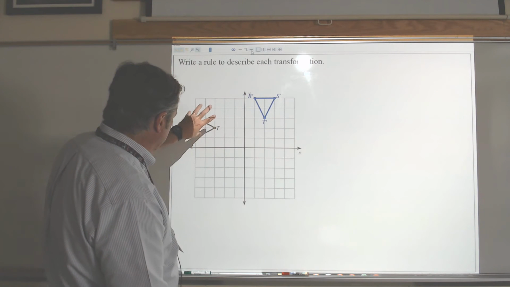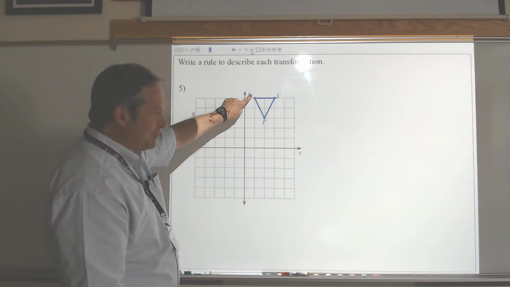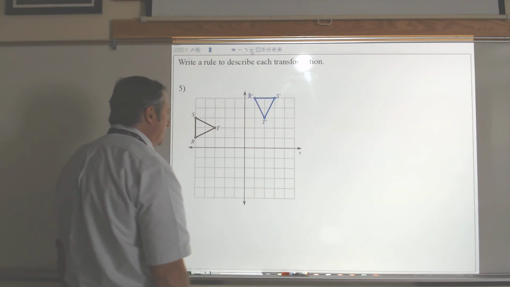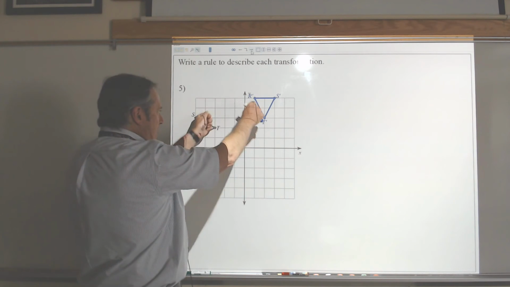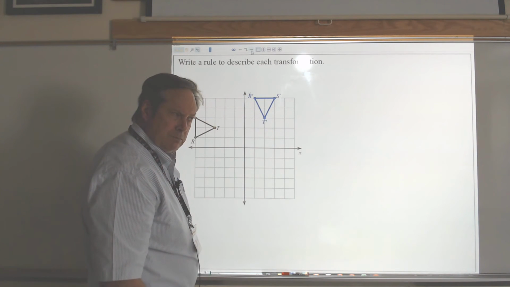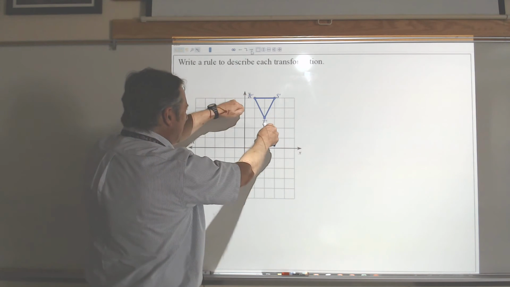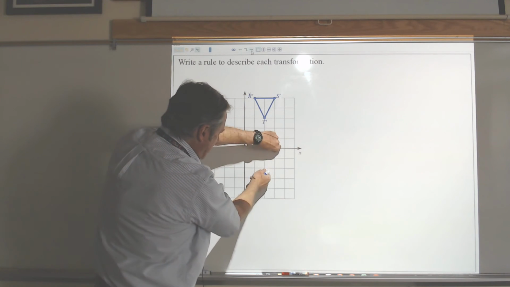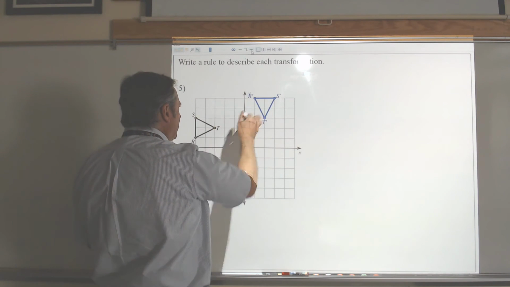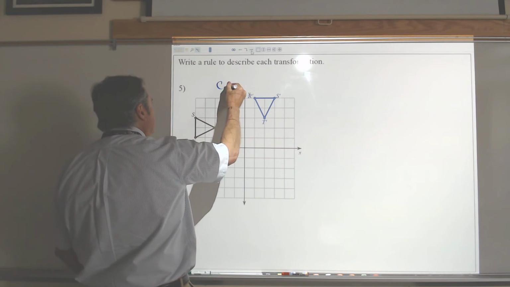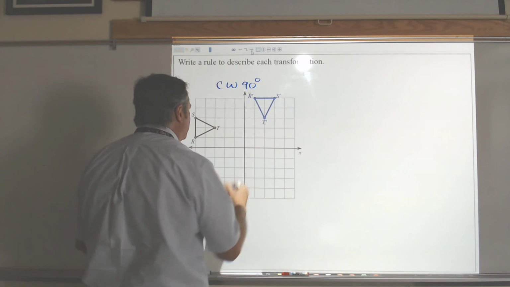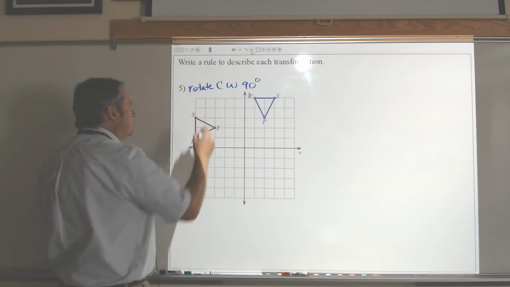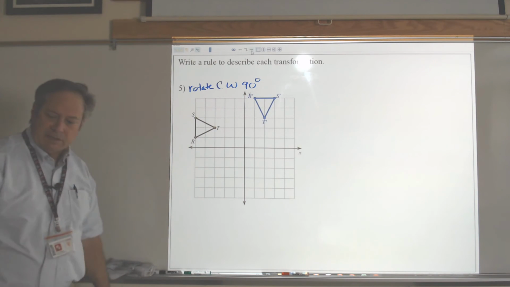So you have to ask yourself, all right, here's the pre-image. How do I know that? Because those have the little prime symbols. How did this go from here over to here? Well, I think that motion is clockwise. Yeah, that's clockwise. So it went clockwise how many degrees? Did it go this and then that? Nope, it went clockwise 90 degrees. So you can write CW 90 degrees if you wish. And probably you should write the word rotate. Rotate clockwise 90 degrees.